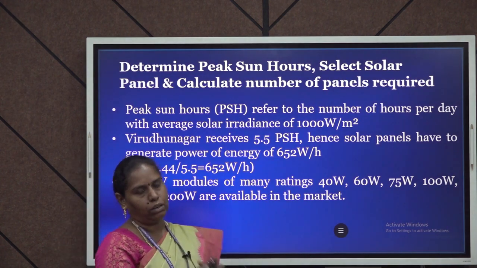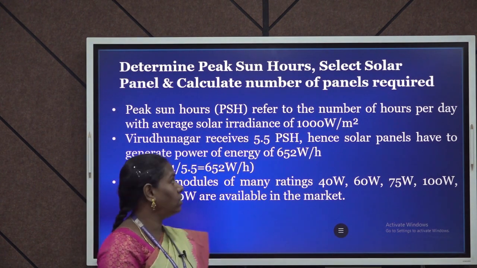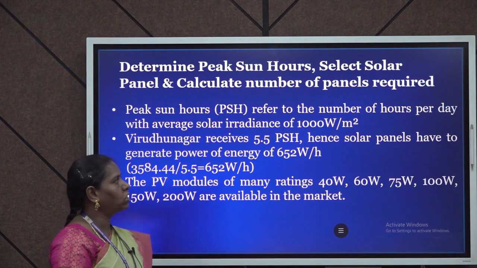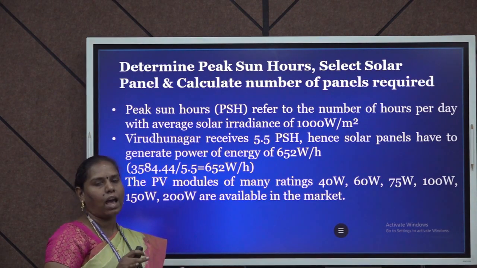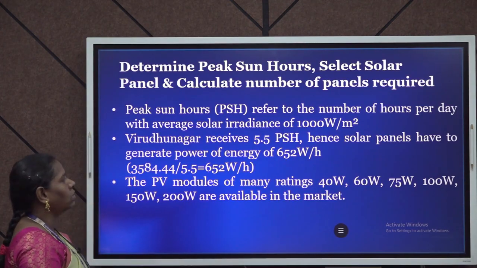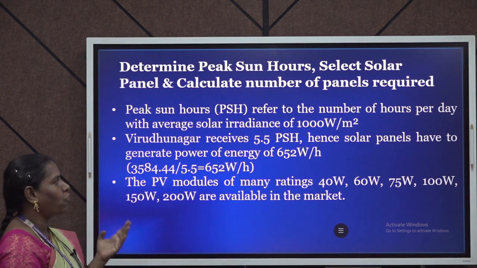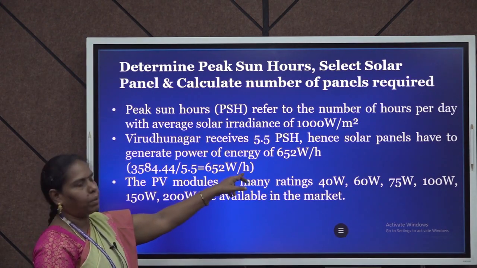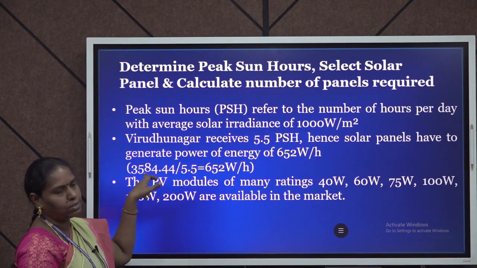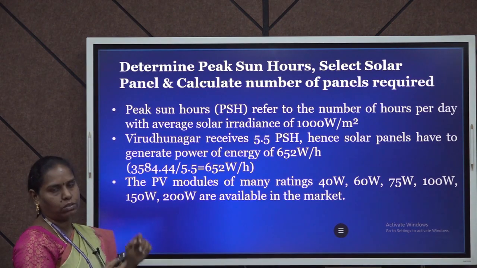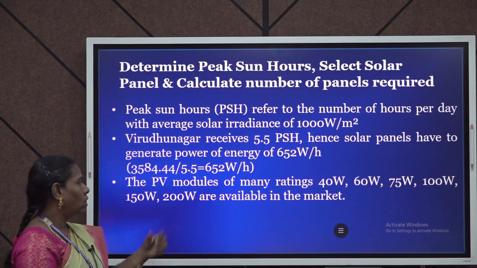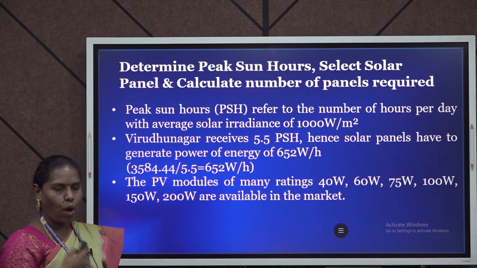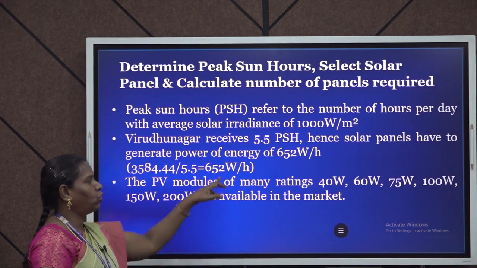For solar panel sizing, we have to consider 2 more things. One is peak sun hours. Peak sun hours means the number of hours per day the sunlight averages 1000 watts per meter squared. In Virudhunagar we have peak sun hours of 5.5 hours. So per hour I need to produce 652 watts. This is my requirement, 3584.44 watt hours, to drive my loads. In Virudhunagar we have 5.5 peak sun hours, so in 1 hour I need to generate 652 watts.